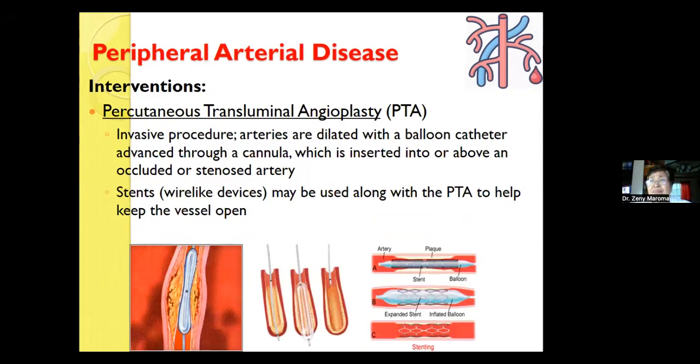Ang intervention, tulad sa puso, PTCA, sa puso, percutaneous transluminal coronary angioplasty. Dito, percutaneous transluminal femoral angioplasty. So, mag-insert ng special balloon tip catheter, ipoposition sa obstructed vessel, tapos i-inflate, inflate and deflate to compress the plaque. Stents or wire-like device may be used to help keep the vessel open. So the concept is the same as PTCA sa puso, coronary artery. Ito, femoral artery.